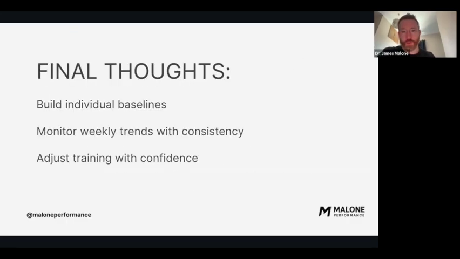And then some final thoughts. So key thing with anything is to build individual baselines. If you go into the Output website and the blogs, you can see there's tables of normative data, which can be really useful for a lot of these tests. But again, try and build your individual player baselines to see where they're at with things. Monitor weekly. So I've showed you there an example in the microcycle how you can easily implement these tests across the week and do so with consistency.